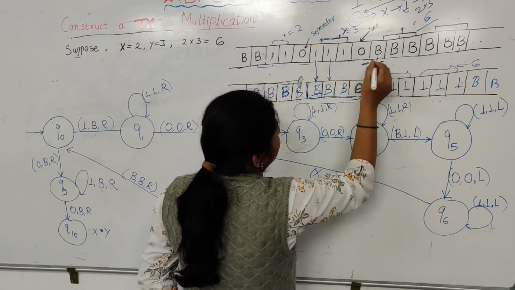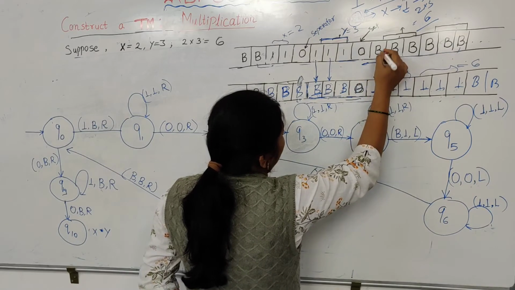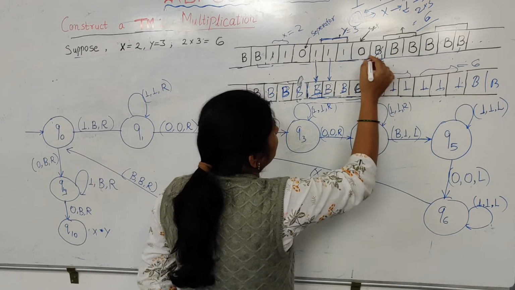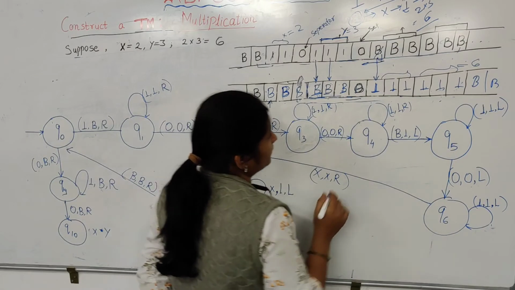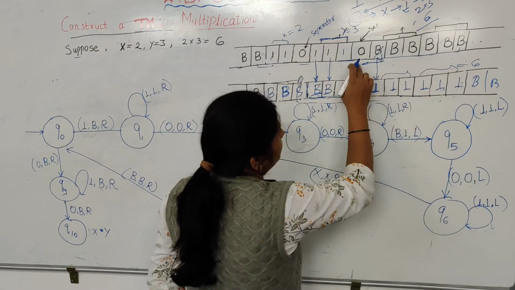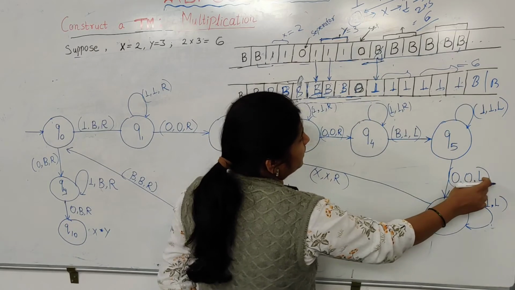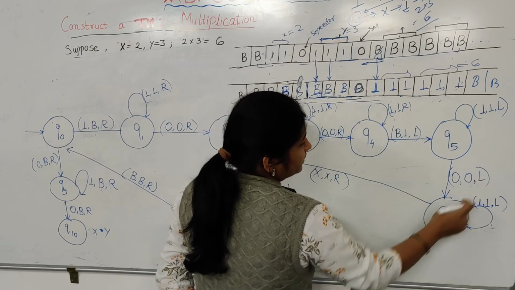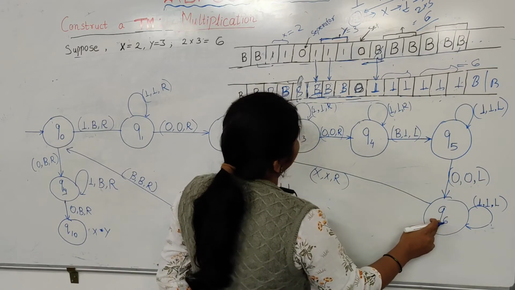So we had moved towards where? Left. Once we encounter the blank, we had converted it into 1, and we have moved towards where? 0. So if we see the 0, then we have to keep it as 0 only, and we have to go to left. Then we are on the state Q6.